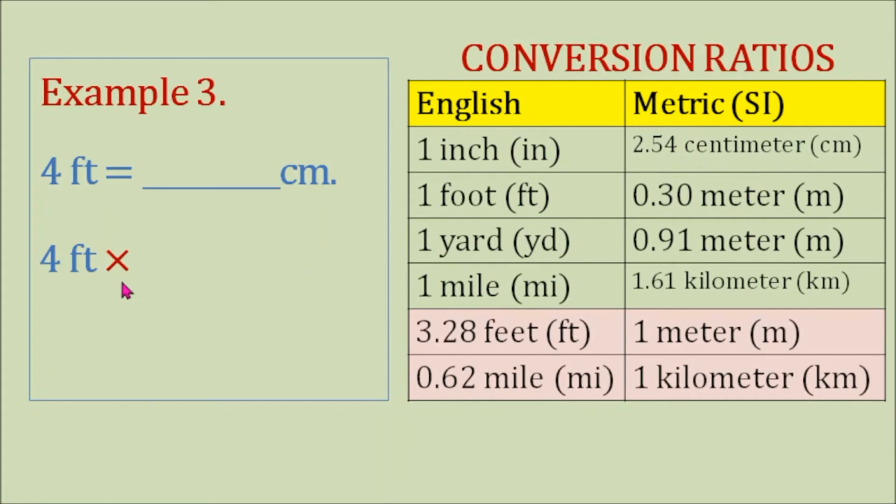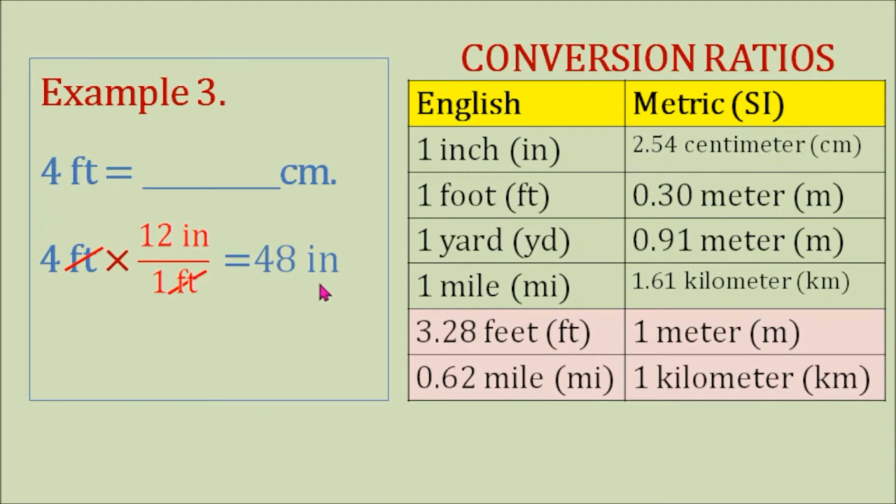So we know that 1 foot equals 12 inches. So to cancel out foot, we are going to have a fraction that shows foot on the denominator. So that's 12 inch over 1 foot. So this foot cancels out. So that means 4 times 12 inch equals 48 inch. Now because it's already inch, we have here the conversion ratio: 1 inch equals 2.54 centimeters.